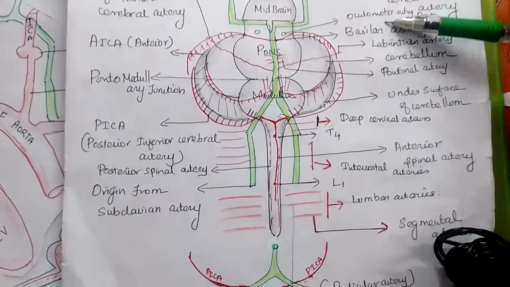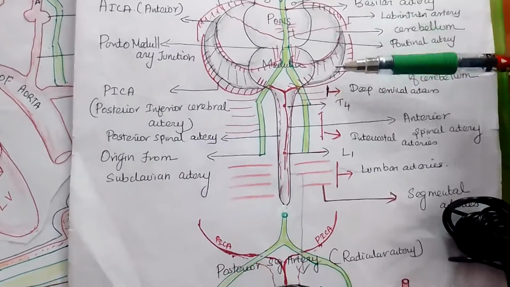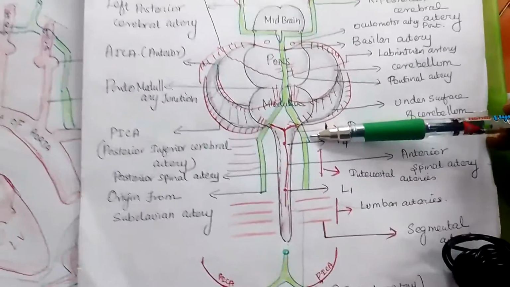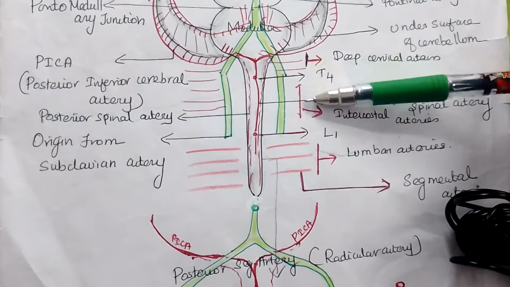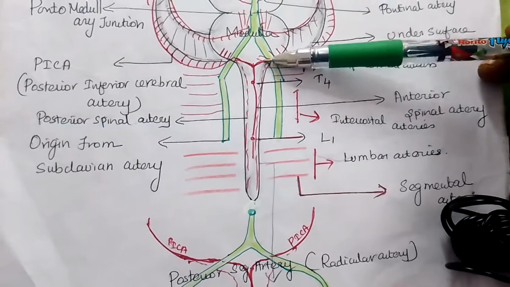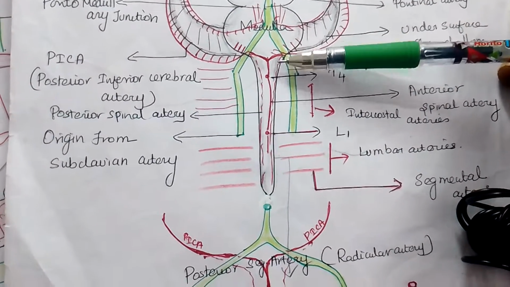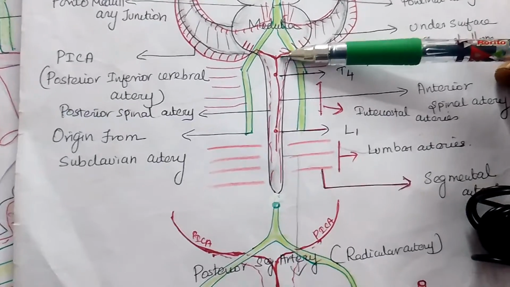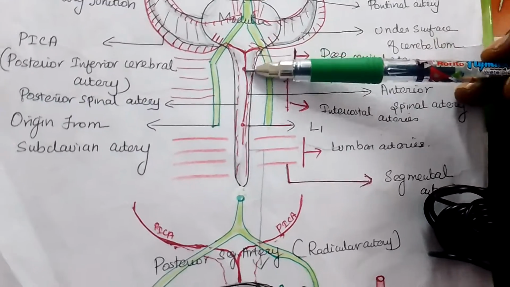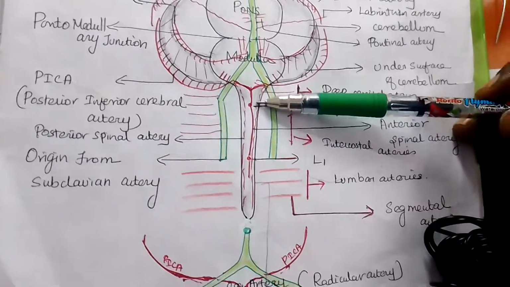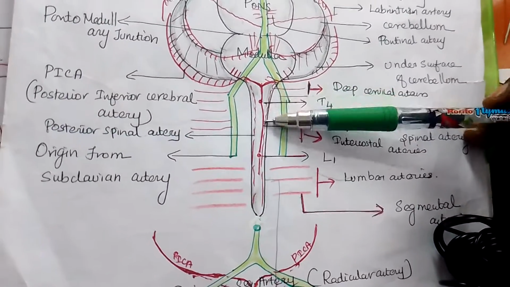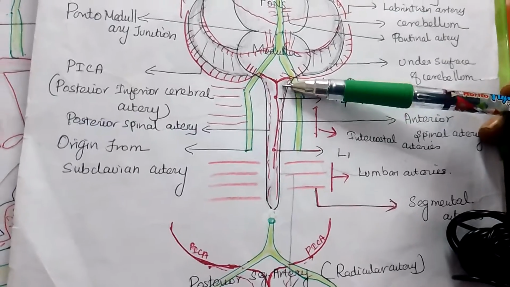So this is about the vertebral artery. If you could see, just below the vertebral artery, there are two arteries joining together and coming down. This is called the anterior spinal artery. So this is all the anterior spinal artery.